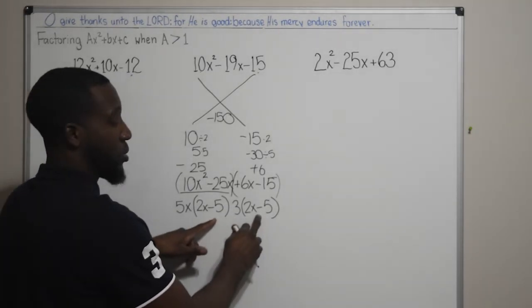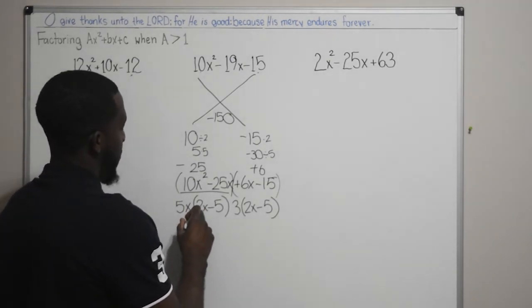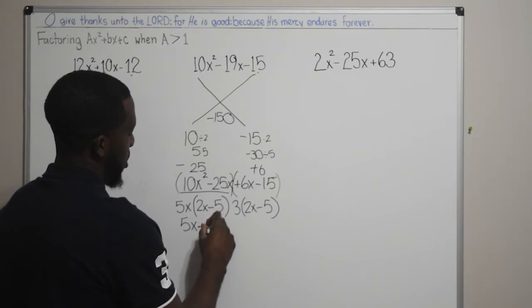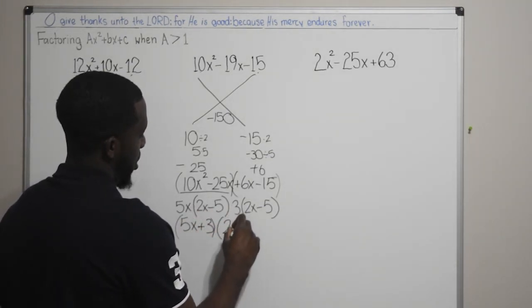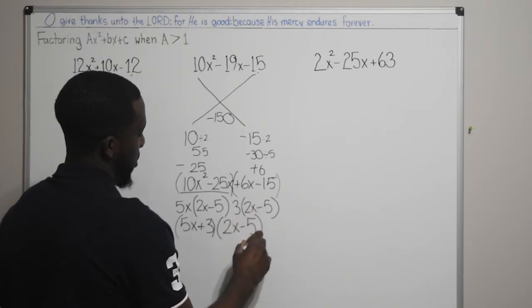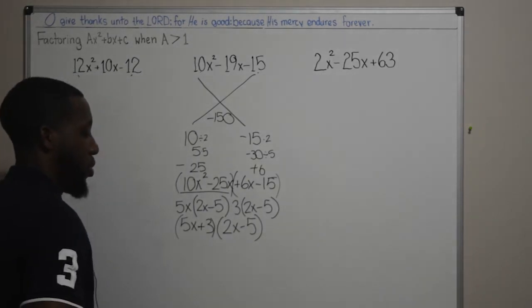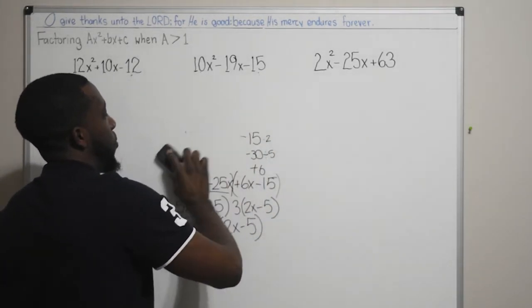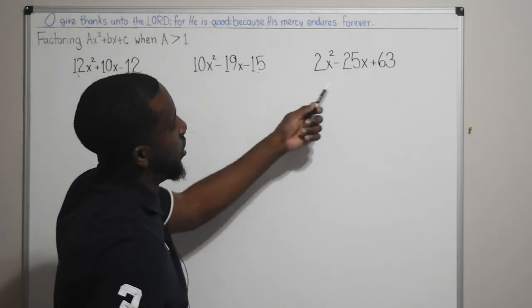So these two terms are the same. That means we did it correct. So our factors are gonna be 5x plus 3 times 2x minus 5. Okay, this is simple. All right, now let's do this one.